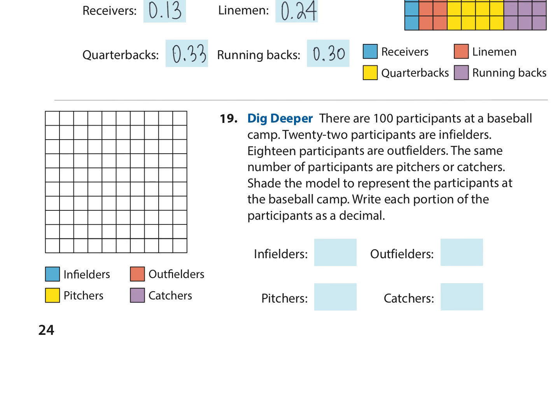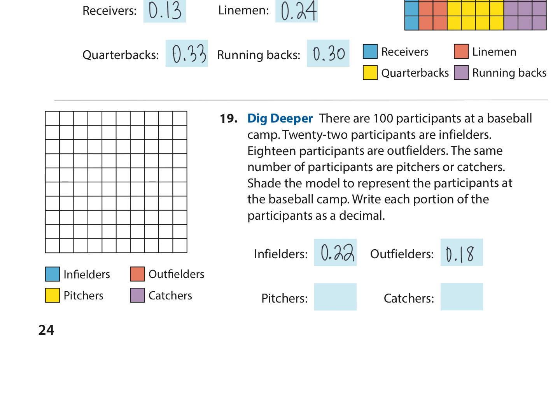Here's one where we have to do all of it. And we have to interpret a little bit too. There are 100 participants at a baseball camp. 22 participants are infielders. Okay, that one's easy. So we can go ahead and write in 22 participants. But I'm going to write it as hundredths because it's 22 out of 100. 18 are outfielders. So what will I write for outfielders? 0.18. Good.